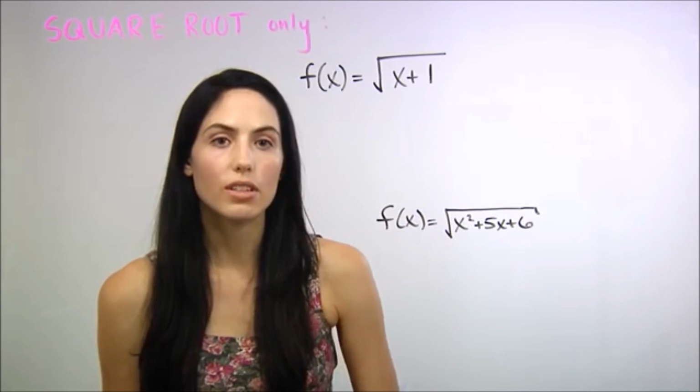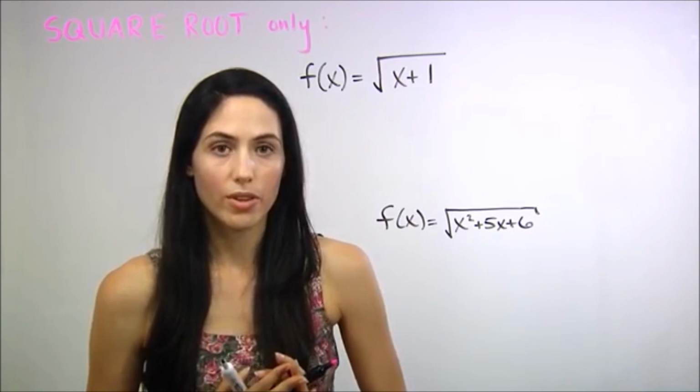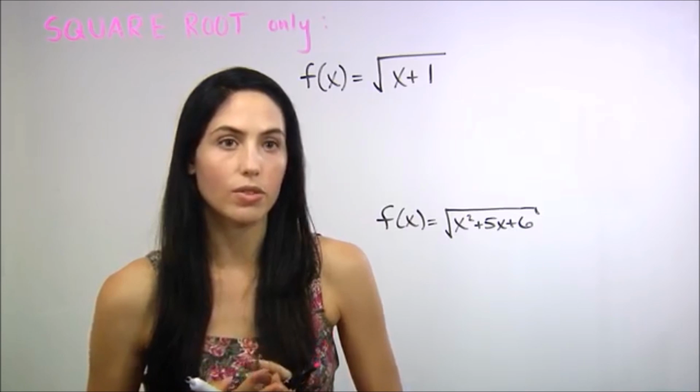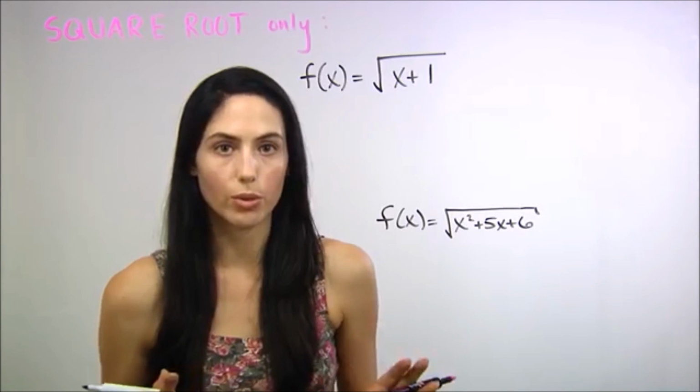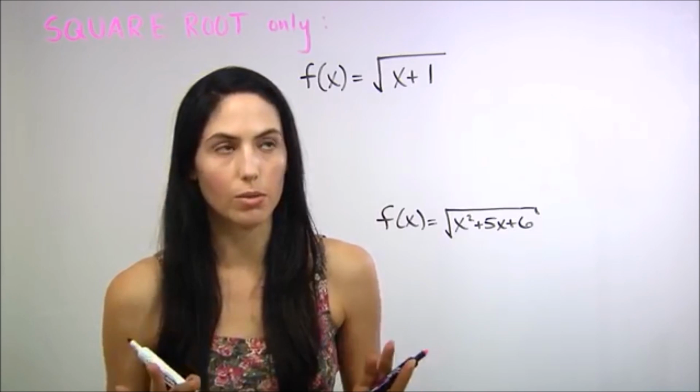Now let me show you what to do if you have just a square root in your function. I'm going to focus on a square root, but this is true for any even root, a fourth root, sixth root, etc. It's not true for odd roots like third root.